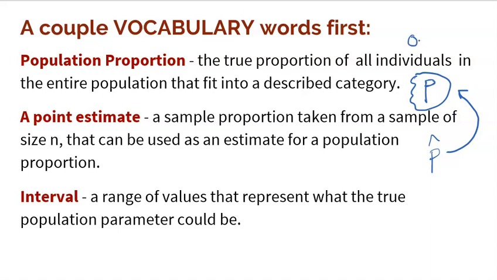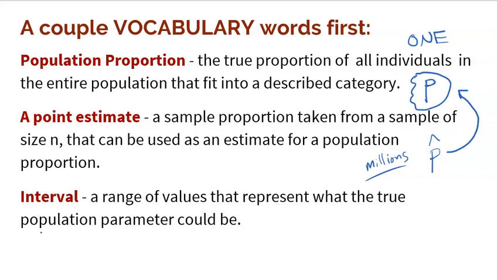The idea is that there is one and only one true population proportion. But depending on the population, typically there are millions of p hats. There are tons of different possible sample proportions. And any one of them can be used as a point estimate for what the true population proportion can be.